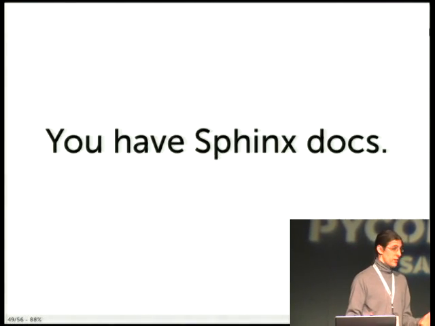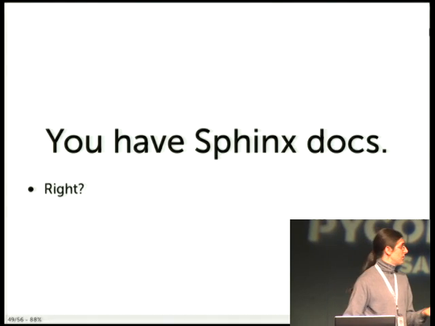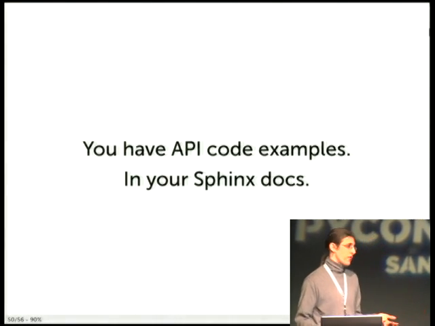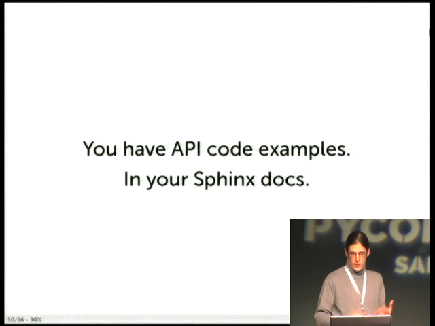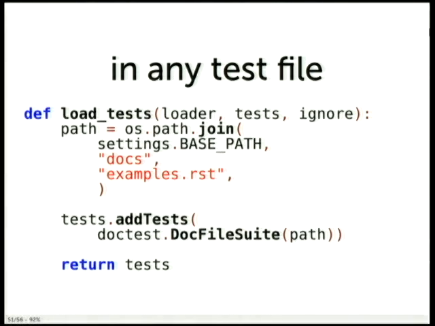So you have Sphinx docs, right? The answer is yes. And you probably have some API code examples in your Sphinx docs, if you have a Django library or something, or even for your project. And this is all the code it takes to turn those API code examples in your documentation into tests that will actually run and verify that your code examples stay up to date with your code. You just instantiate a doc file suite and point it to a Sphinx text file that has some code examples in it, and it'll just work.